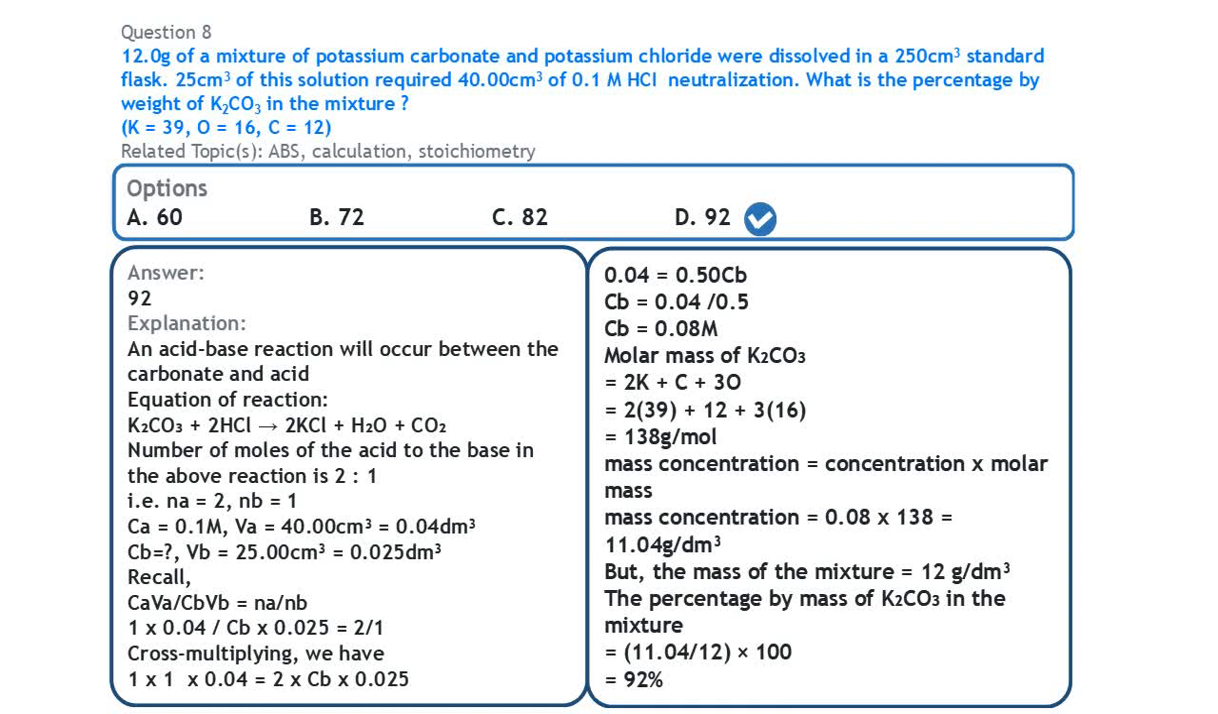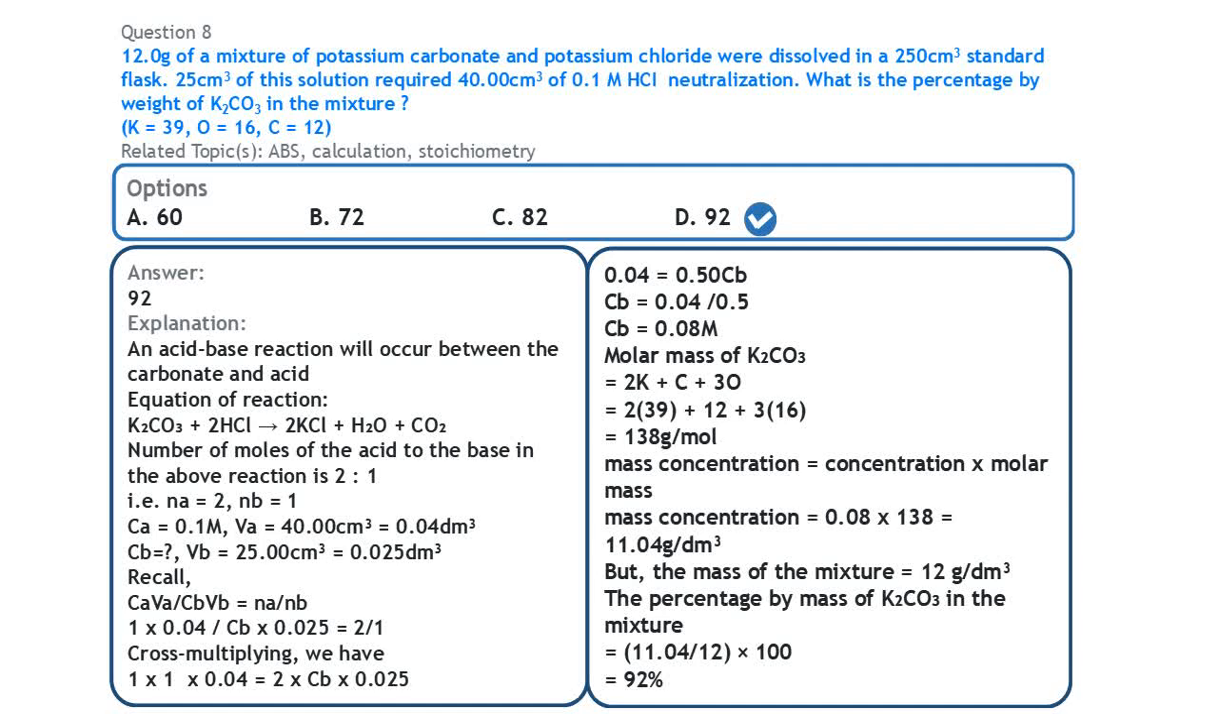So we recall this formula here, and then substitute these values that we have here. So we substitute all the values that we have except for the concentration of the base, which is what we are looking for. 0.1 times 0.04 divided by the concentration of the base times 0.025 equals the number of moles of the acid, which is 2, over the number of moles of the base, which is 1.